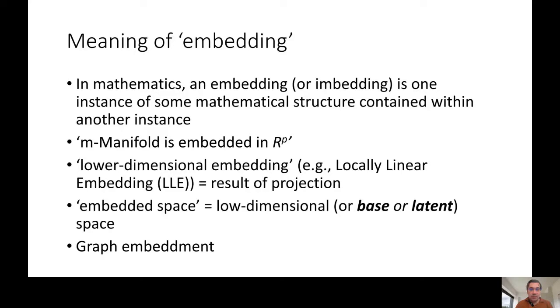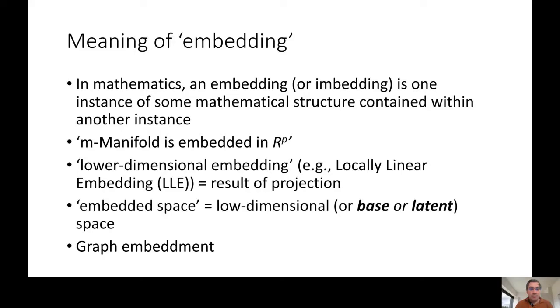Frequently, when people talk about nonlinear dimensionality reduction methods, the result of finding the projections in low-dimensional space is sometimes called a low-dimensional embedding. This is a frequently used wording. Also, when people talk about embedded space, they frequently mean this latent space, the low-dimensional latent space, so the space of dimension m.